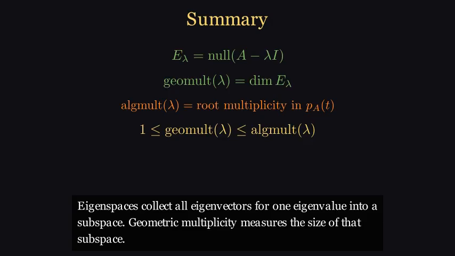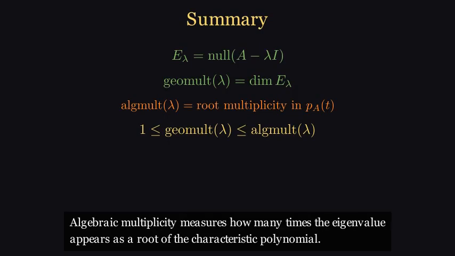Eigenspaces collect all eigenvectors for one eigenvalue into a subspace. Geometric multiplicity measures the size of that subspace. Algebraic multiplicity measures how many times the eigenvalue appears as a root of the characteristic polynomial.